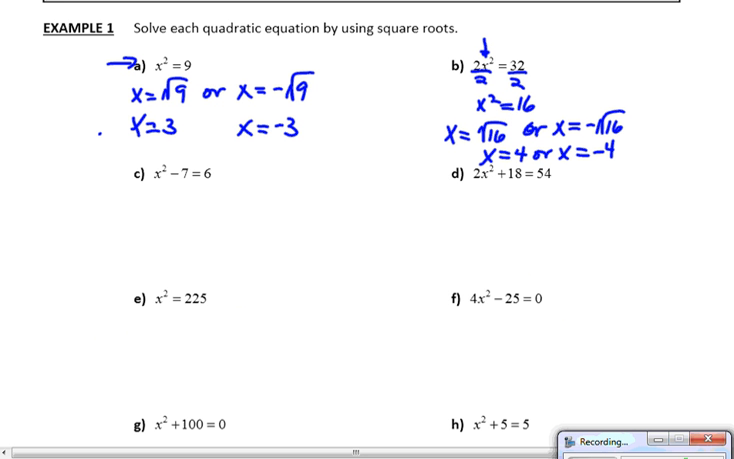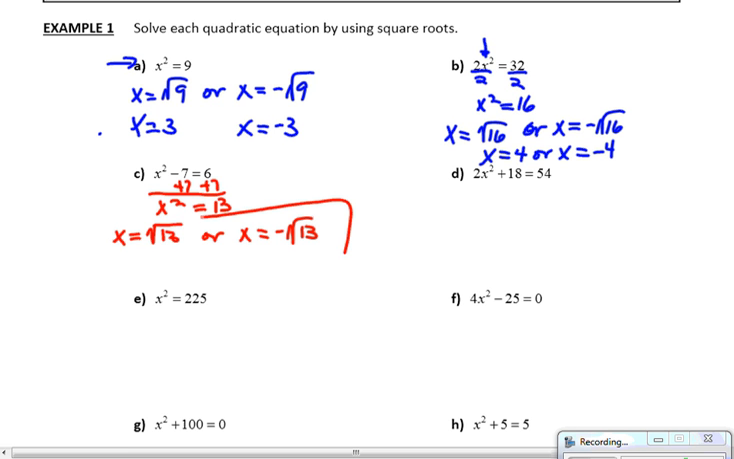For example C, again we need to isolate. The x squared is not alone on that left side. So to isolate this time, I'm going to add 7 on both sides and get x squared is equal to 13. Then I can take the square root of both sides, and I get that x is equal to the square root of 13, or x is equal to the negative square root of 13. And of course, we don't know either one of those numbers, so we can leave it in this form.